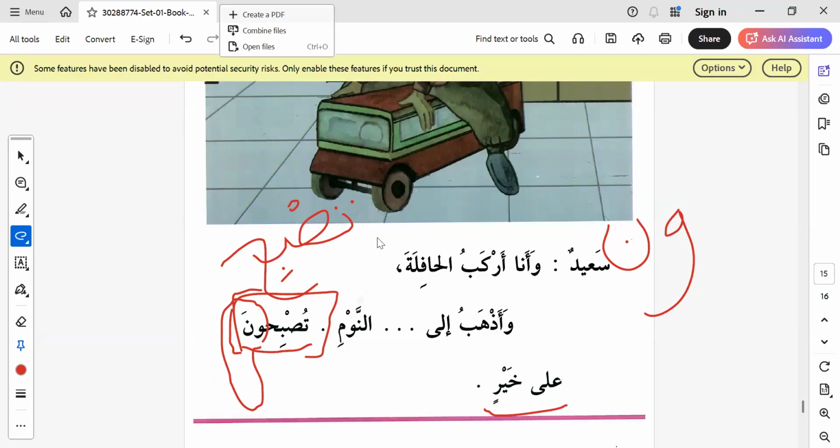That's a good one. So for plural female, we say تصبحن على الخير. Okay, بارك الله فيك. That makes sense. So we move on from here, inshallah.